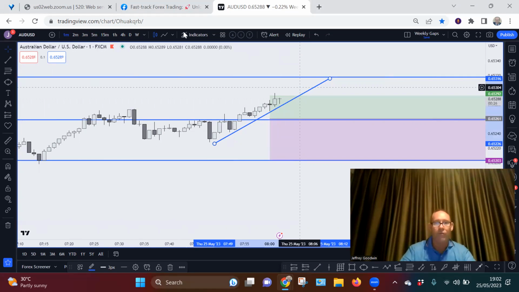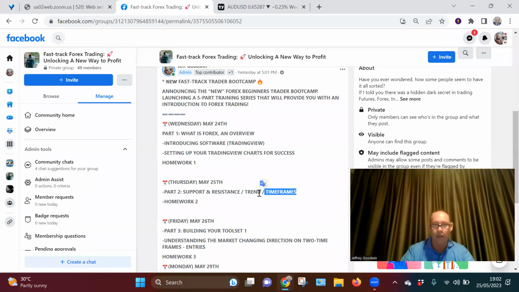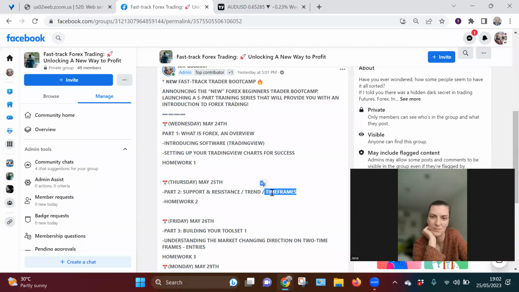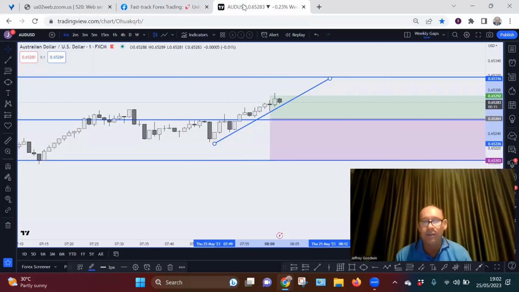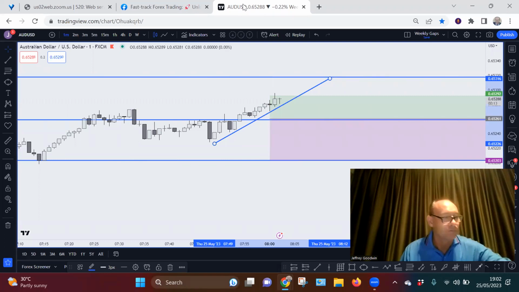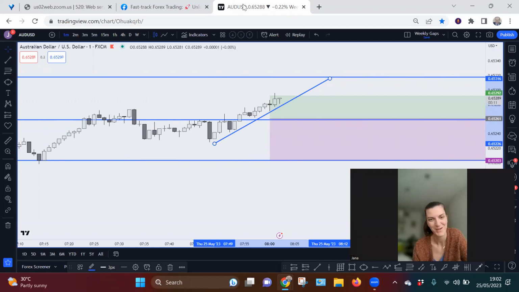So what we're covering, again, is trend lines, multi-time frames, and support and resistance. Jana, any questions, please? Not at the moment. I have to recap everything and test the system and see how it works.